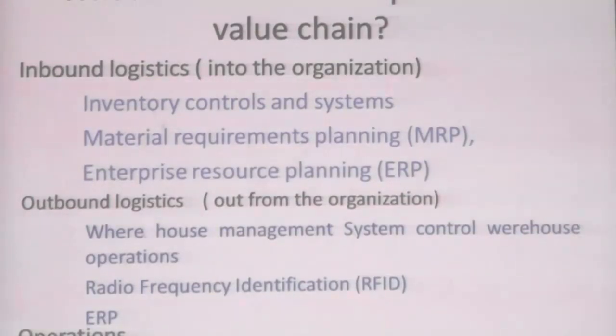The inventory control system gives much more value to the production process, because when the inventory comes to the reorder level, then you have to order new materials, otherwise the production process will fail. So this inventory control system supports that. And also material requirement planning.